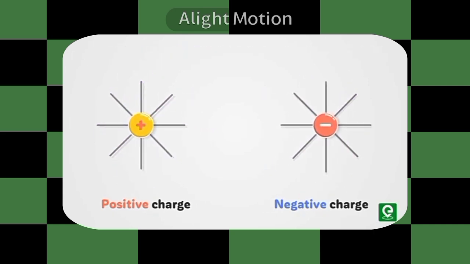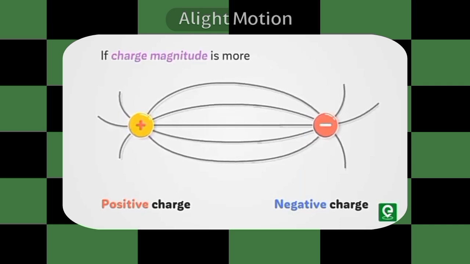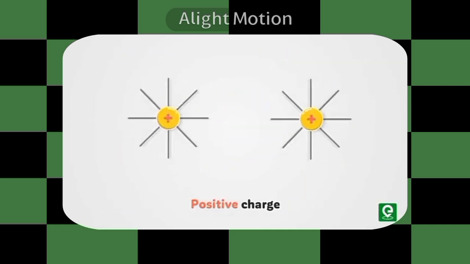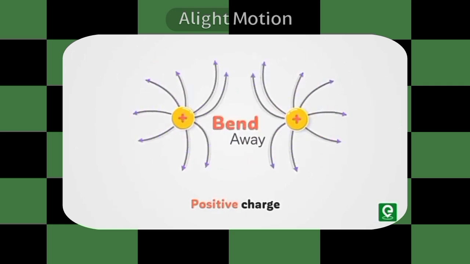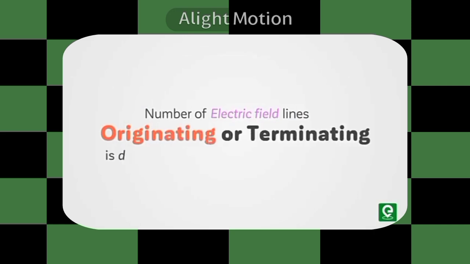Electric field lines have a tendency of termination towards a negative charge, thus lines will bend and terminate towards the negative charge. If charge magnitude is more, bending will be more. Similarly, electric field lines also have a tendency to bend away from the positive charges. The number of electric field lines originating or terminating is directly proportional to the magnitude of charge.